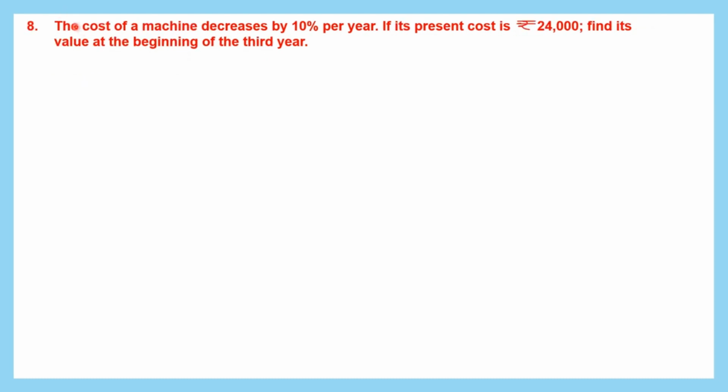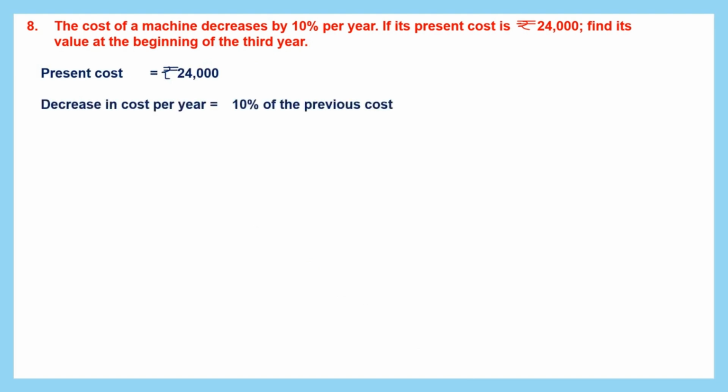Question 8. Cost of a machine increases by 10% per year. If its present cost is 24,000 rupees, find the value at the beginning of the third year. So when we say the beginning of the third year, we are actually meaning the end of the second year. Okay, so we have to find that. So here the present cost is so much, but every year it keeps going down, decreasing by 10%. So let's begin by saying the present cost is 24,000 rupees. So let's write that, rupees 24,000.